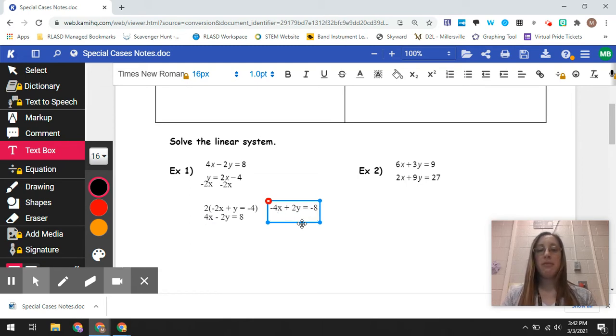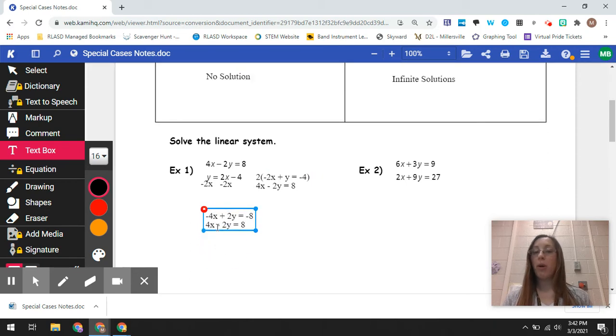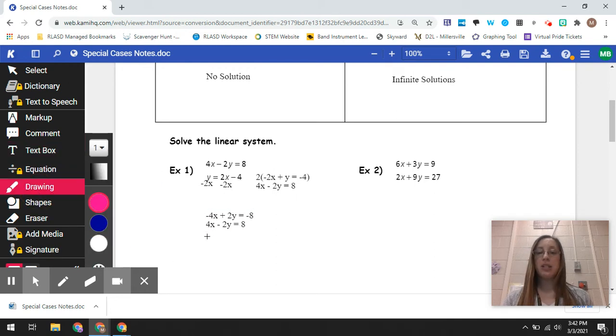So now I'm going to be doing this equation where I have my -4x plus 2y equals -8. And then I have 4x minus 2y equals 8. So again, remember the whole point of this is the elimination method. So we're looking to see what we can eliminate. So as you can see, I have a +4, I have a -4. So that means that I should be able to cross them out.